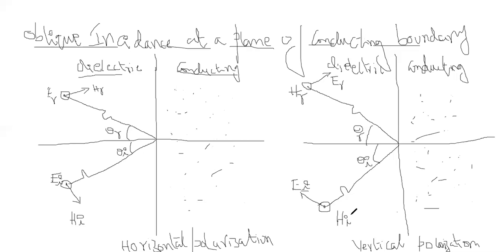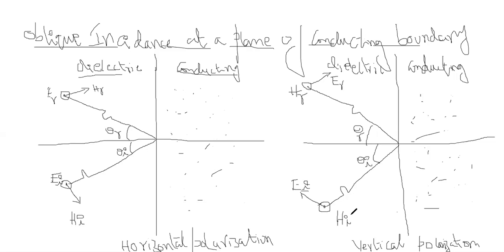Okay, when the magnetic field is perpendicular to the plane of incidence, definitely the E_I is parallel to the boundary. So we can also call it vertical polarization, meaning the electric field is aligned parallel to the boundary surface. And in horizontal polarization, E_I is perpendicular to the plane of incidence, which means H_I is parallel to that of the incident beam.